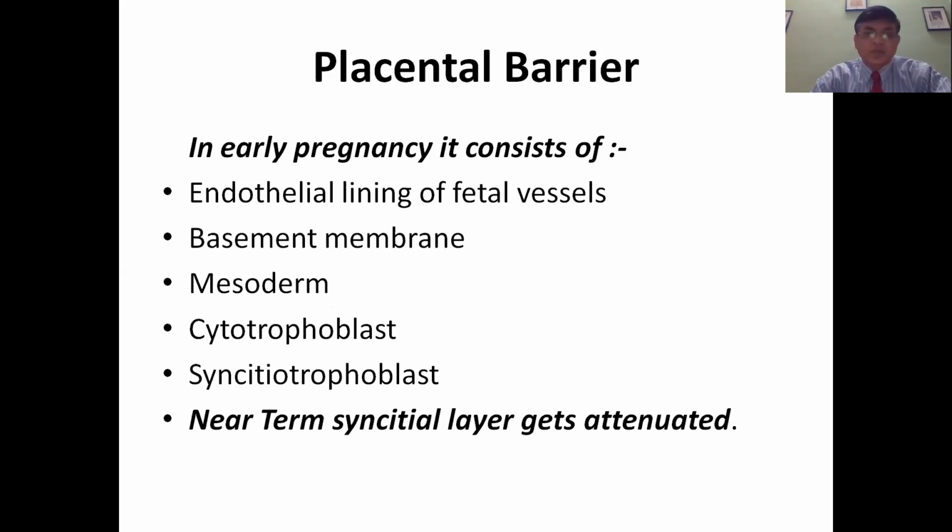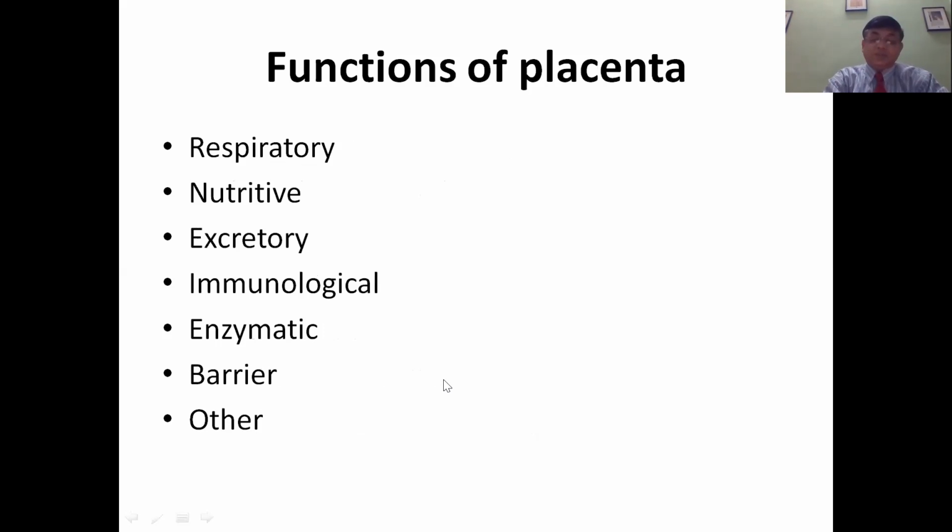One, from inside out, endothelial lining of fetal vessels. Naturally, the fetal vessels we see, they run through these villi. So the endothelial lining of these fetal vessels. Second, basement membrane of this endothelial lining. Third, the mesoderm. We have seen the extra-embryonic mesoderm. Fourth, the cytotrophoblast. And fifth, the syncytiotrophoblast.